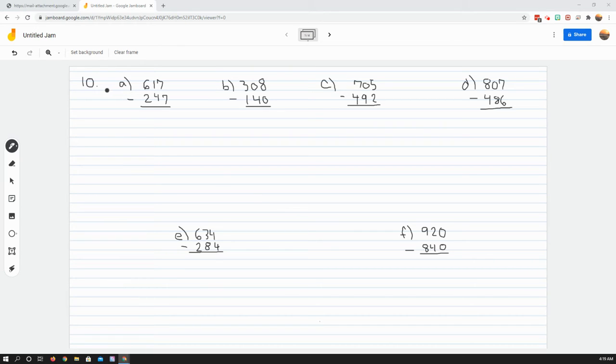So, let's see. In exercise A, we have 617 minus 247. So I have 617, but I owe 247. I have to take away this number, 247. So let's see. 6 minus 2 is how much? 4. And because I'm in my hundreds place, I'm going to add those two zeros. So that's going to be actually 400.